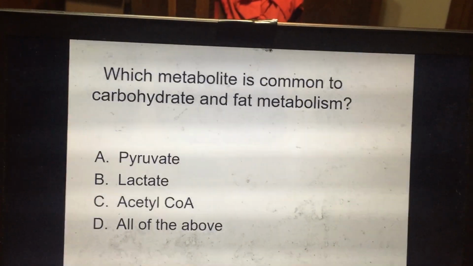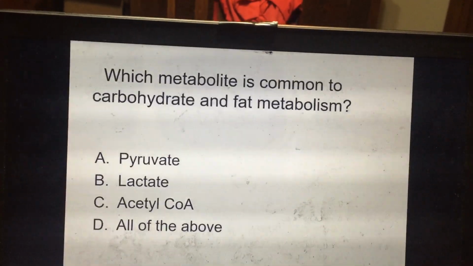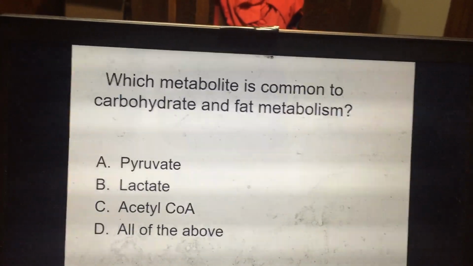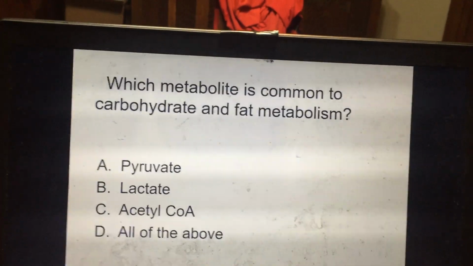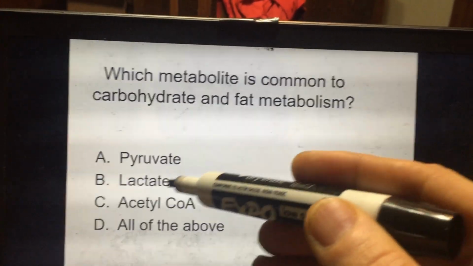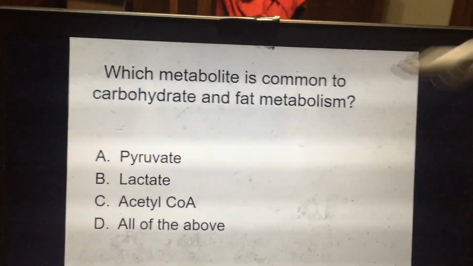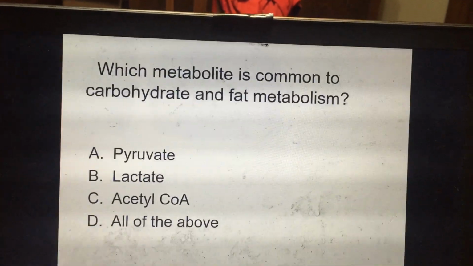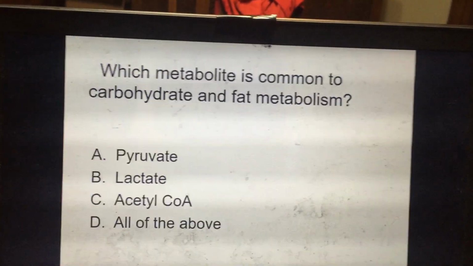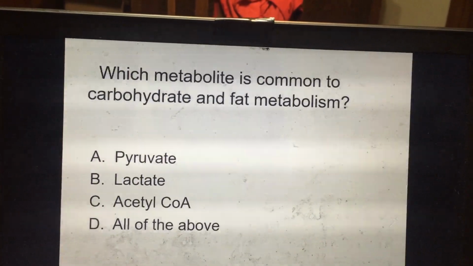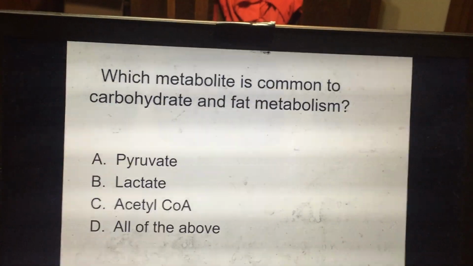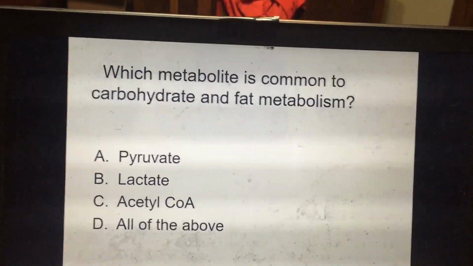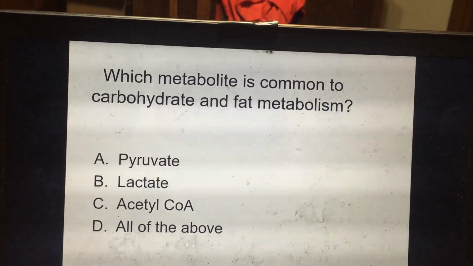So acetyl-CoA is the entry point to the Krebs cycle. Fatty acids, glucose, and protein can all eventually be broken down to acetyl-CoA. Pyruvate and lactate are metabolites of carbohydrate metabolism. Acetyl-CoA is common to fat, carbohydrate, and also protein metabolism. So acetyl-CoA is the entry point for pretty much all your substrates. Anything you eat from your diet can eventually make its way to acetyl-CoA. That would be in the mitochondria, and that's the entry point for the Krebs cycle. So again, the answer here is C, acetyl-CoA.